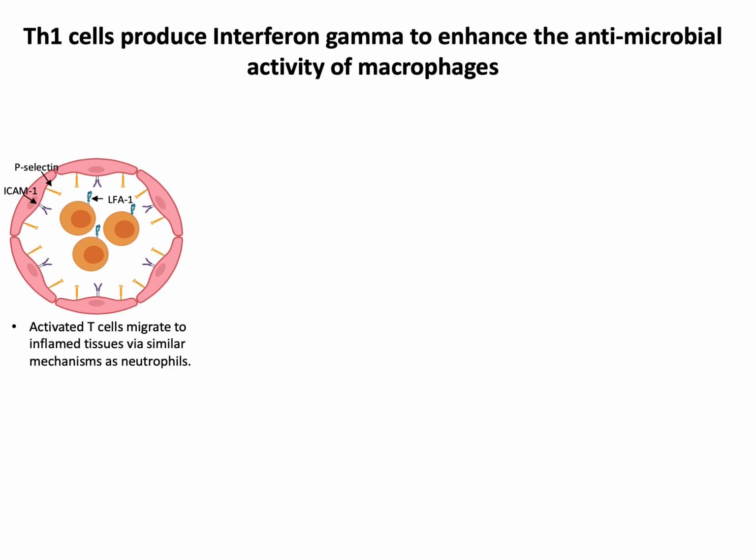The first thing I want to note is that when activated T cells migrate to inflamed tissues, they do so via very similar mechanisms as neutrophils. And so I'm not going to talk about it much, but for example, they express the high affinity integrin LFA1 to recognize and attach to activated endothelial cells, squeeze through tight junctions, and migrate to sites of inflammation.